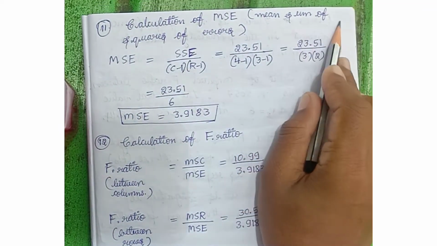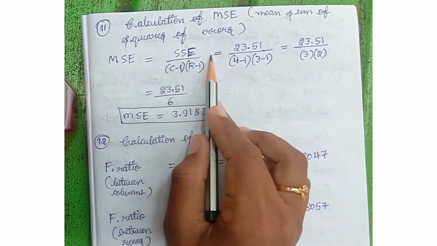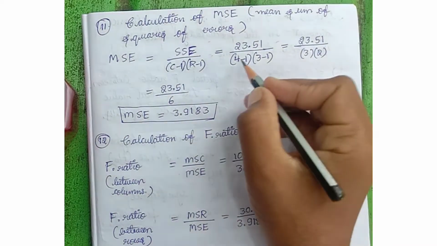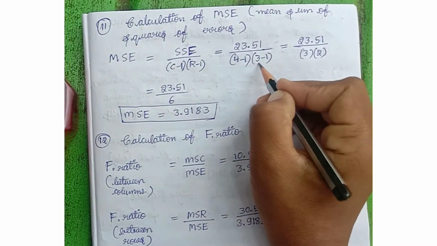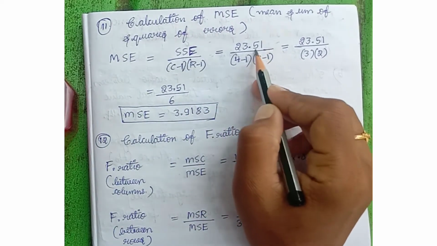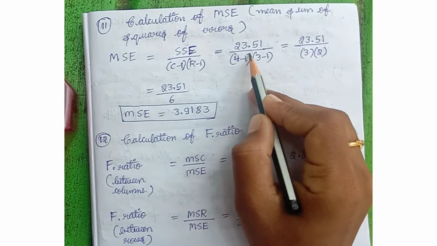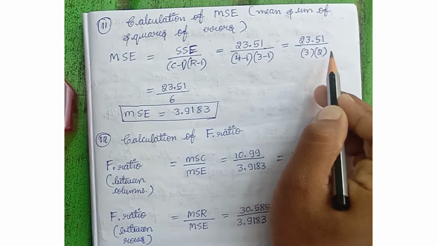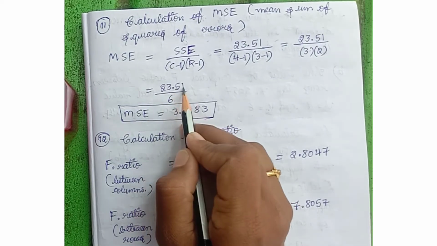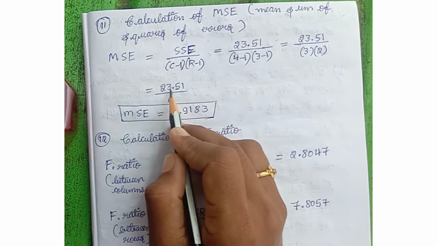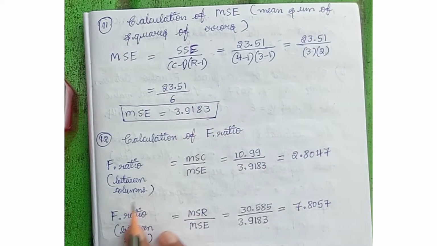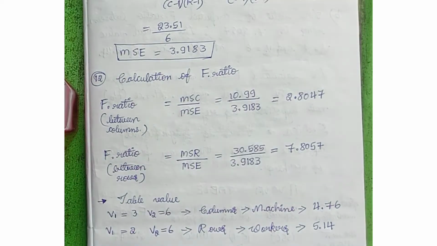MSE means the mean sum of squares of errors, that is SSE divided by (C minus 1) into (R minus 1). We have 4 columns, that is 4 minus 1, and 3 rows, that is 3 minus 1. So the SSE value is 23.51. 4 minus 1 gives 3, and 3 minus 1 gives 2, and 3 into 2 is 6. 23.51 divided by 6 is equal to 3.9183. This is the MSE value, the mean sum of squares of errors.